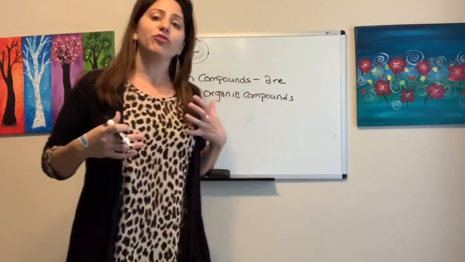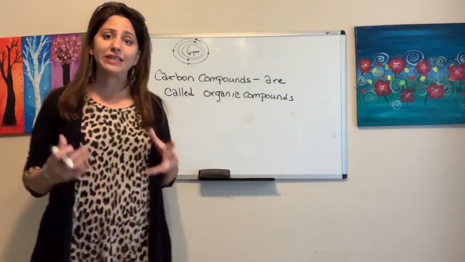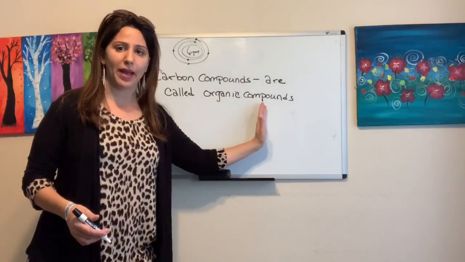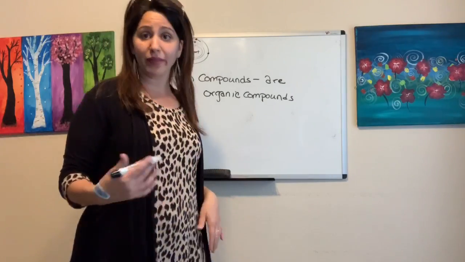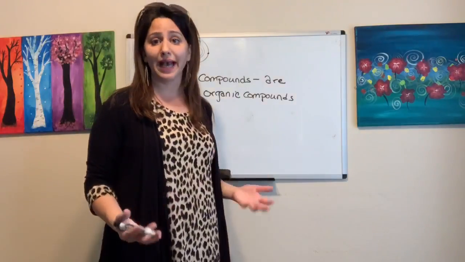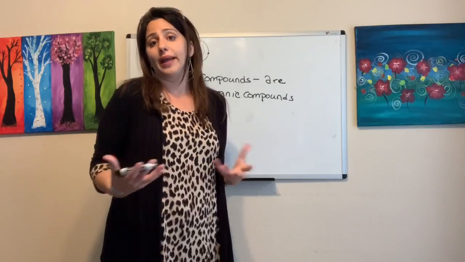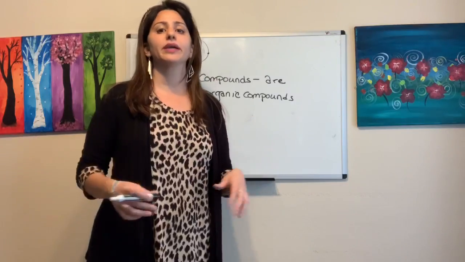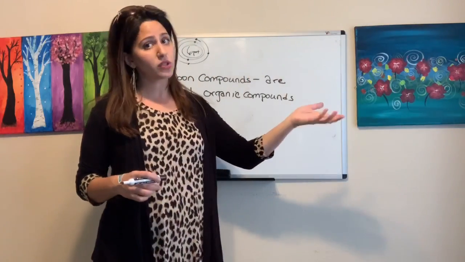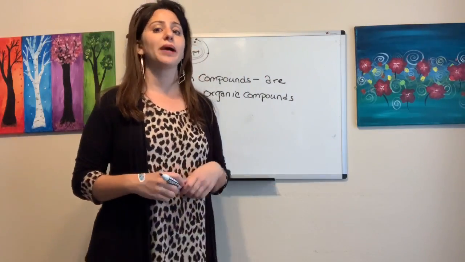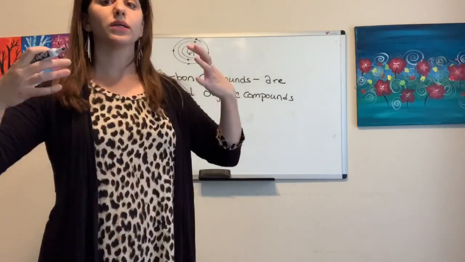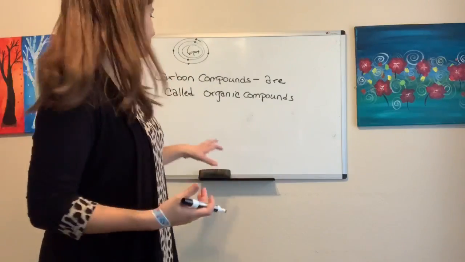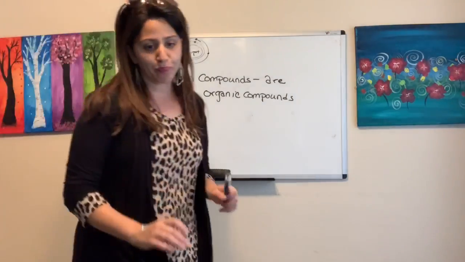But scientifically, when we talk about carbon compounds, we're talking about organic compounds, okay? And that's why, by the way, living things are called organic things, organic compounds, right? There are lots of non-living things that are also made up of carbon that are also called organic compounds, but we are considered organic as living because we all are made up of carbon. Okay.